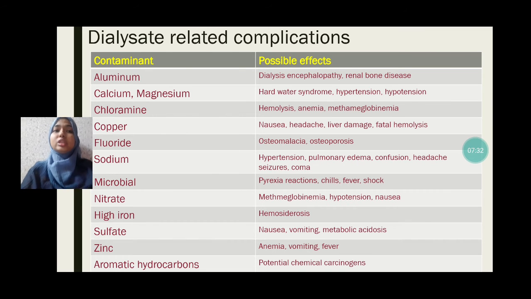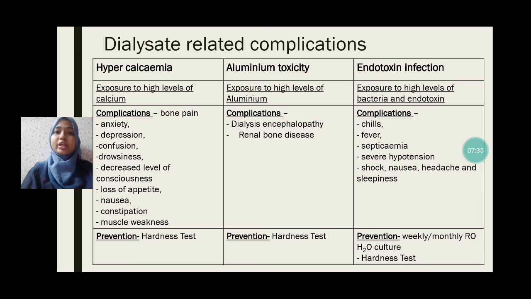So the most commonly seen dialysis related complication is hypercalcemia. Okay, what is it? A high amount of calcium present in the dialysate solution. So it may be because of exposure to a high level of calcium. The patient will show bone pains, anxiety, depression, confusion, drowsiness, nausea, loss of appetite, constipation, etc. So there is a list of it. So how will we prevent it? A hardness test should be done every 2 days.